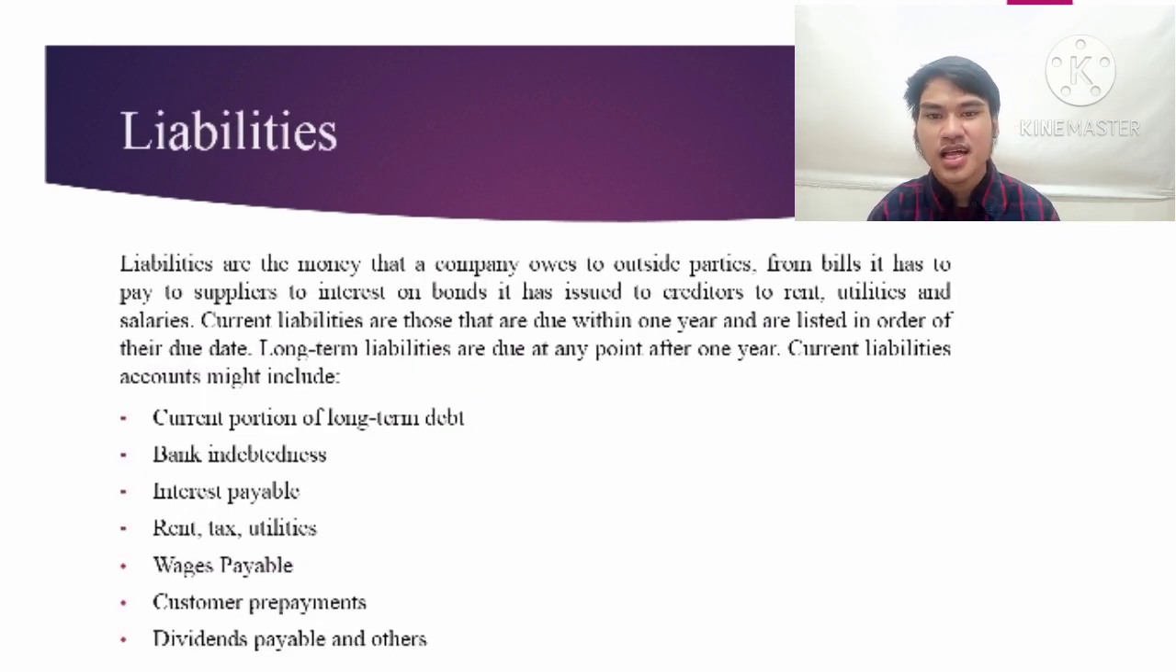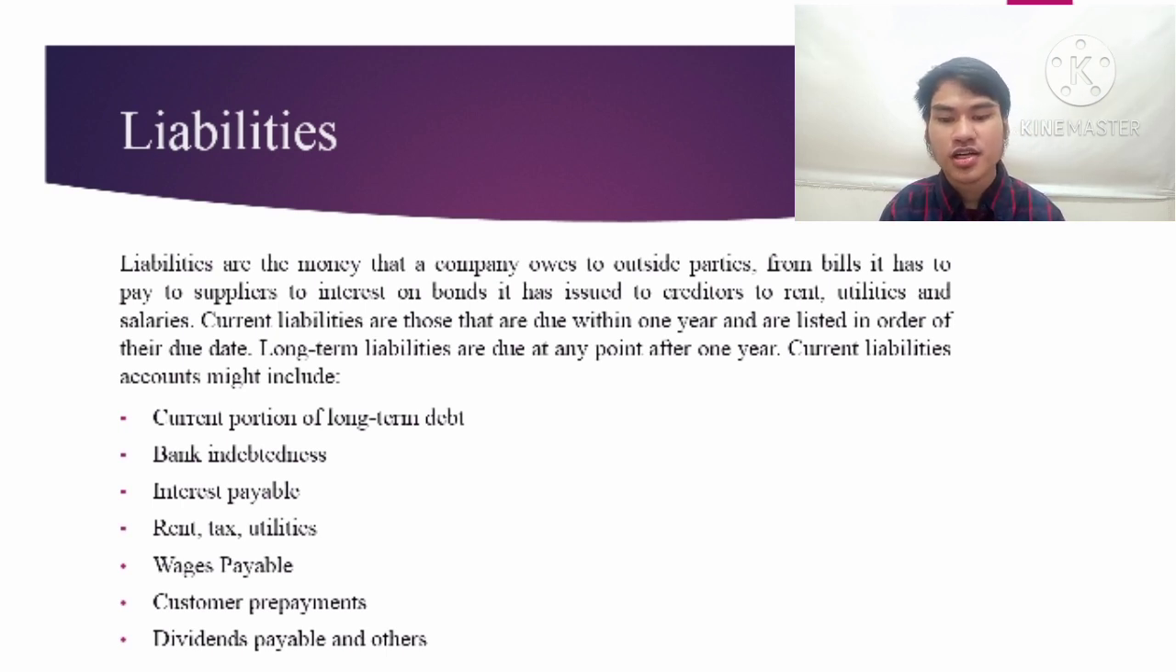Liabilities. Liabilities are the money that a company owes to outside parties, from bills it has to pay to suppliers, to interest on bonds it has issued to creditors, to rent, utilities, and salaries. Current liabilities are those that are due within 1 year and are listed in order of their due date. Long-term liabilities are due at any point after 1 year.